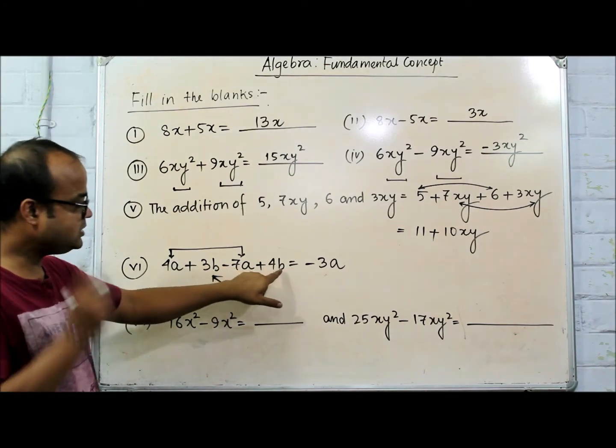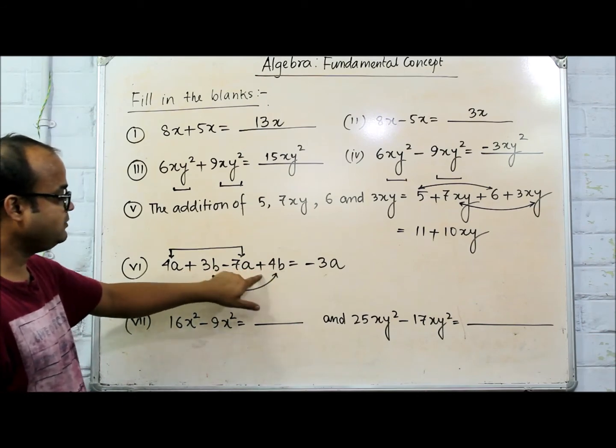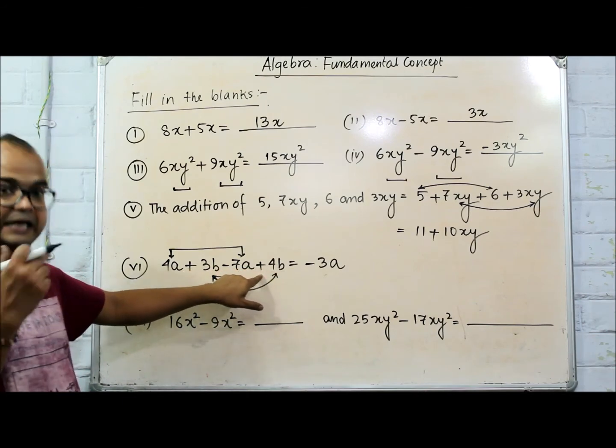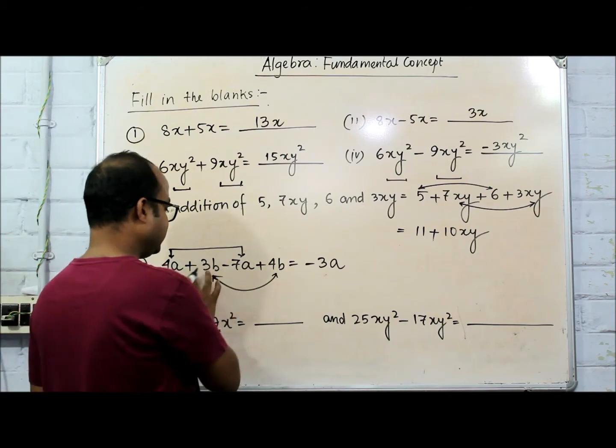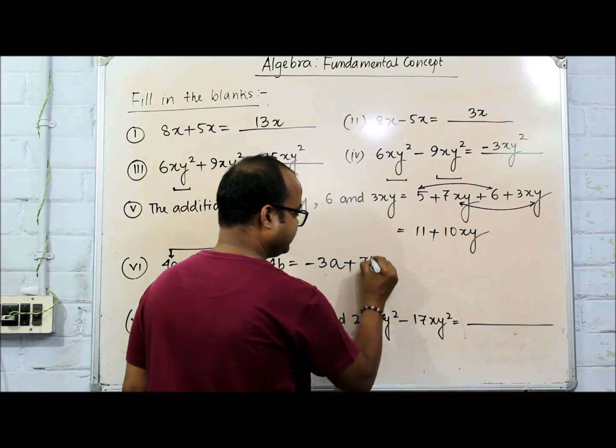3b plus 4b. Same sign. 3b positive, 4b positive. Same sign, add. It will carry the same sign. So plus 3b plus 4b is equal to 7b.